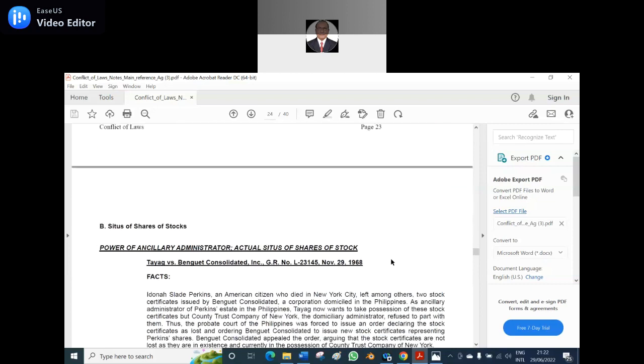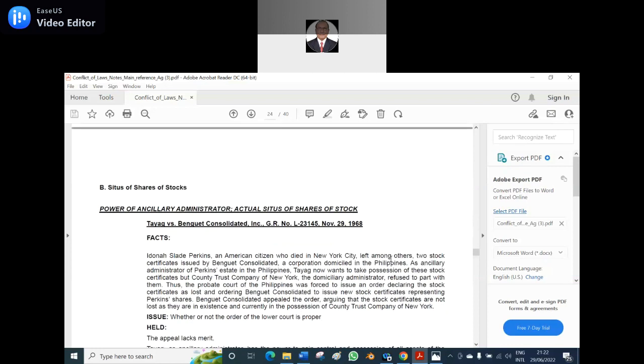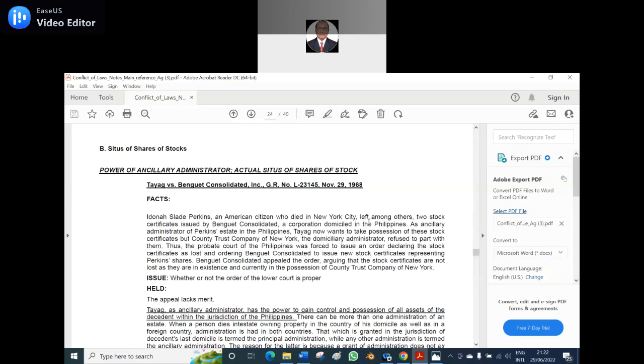Now let us see the situs of the shares of stocks. If the shares of stocks are there, how can it be determined? The power of the ancillary administrator over actual situs of the shares and stock. Even shares and stocks are mobile property. So let us see the facts of Tayag versus Benguet Consolidated, Inc.